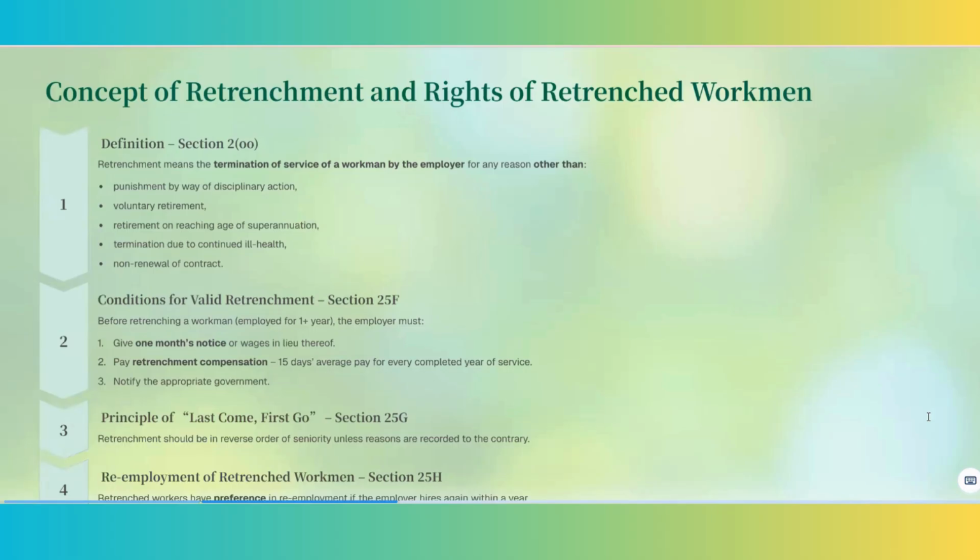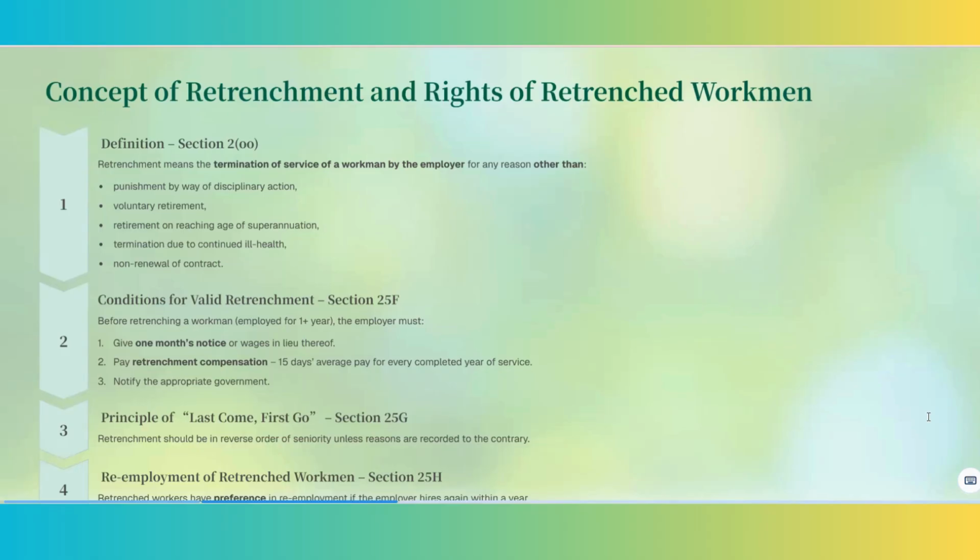Now coming to the concept of what is retrenchment and the rights of retrenched workmen. The definition has been provided under Section 2(oo). Retrenchment means termination of service of a workman by the employer for any reason other than punishment by way of disciplinary action, voluntary retirement, retirement on reaching the age of superannuation, termination due to continued ill health, or non-renewal of the contract. These conditions should not be there. Then only is retrenchment a termination of the services for any reason other than that.